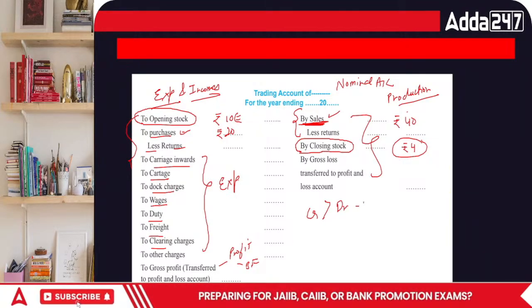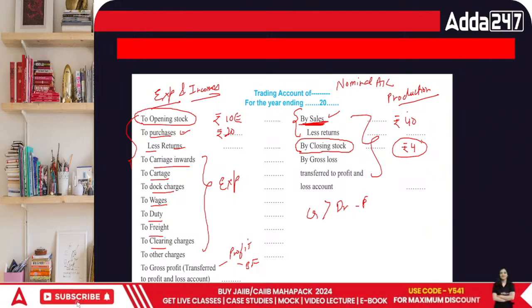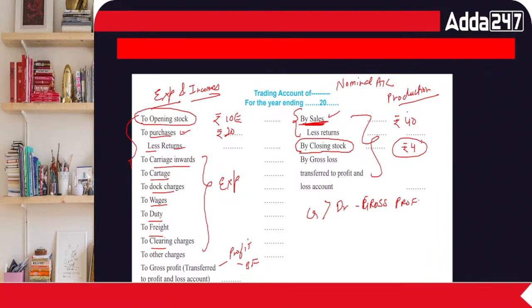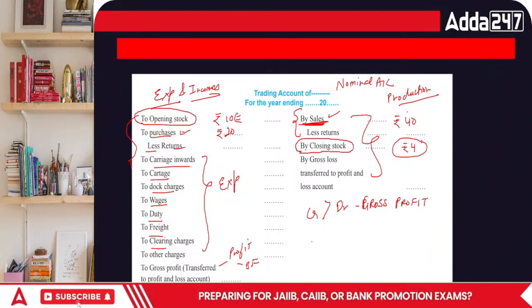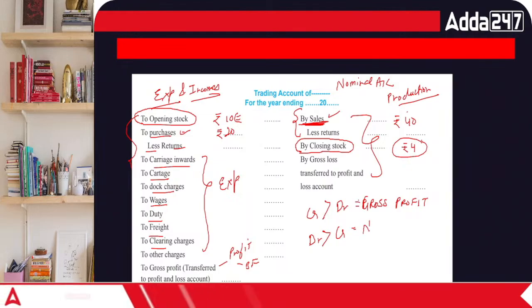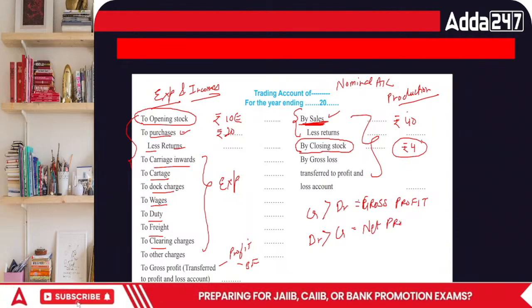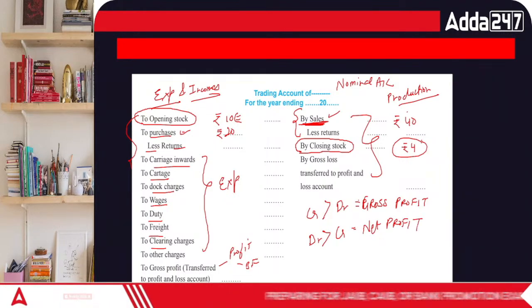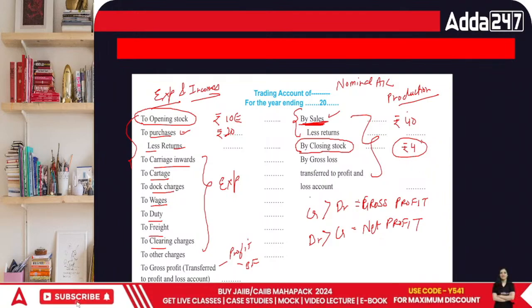In the trading account, you have a gross profit. They call it gross profit. While in the other case, we have more of debit. If you have more expenses than your incomes, that is called the net profit. Done, everyone? That's how we define this entire area.